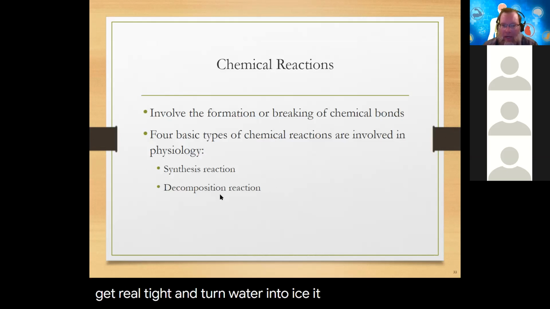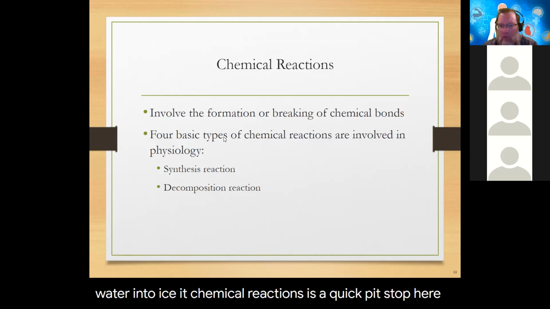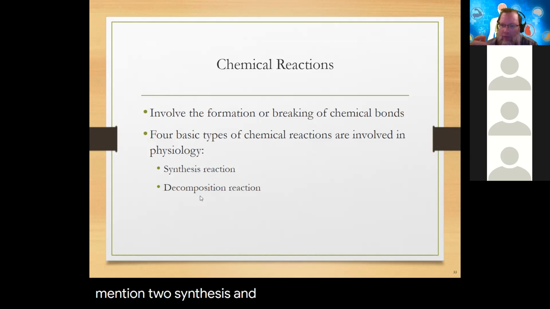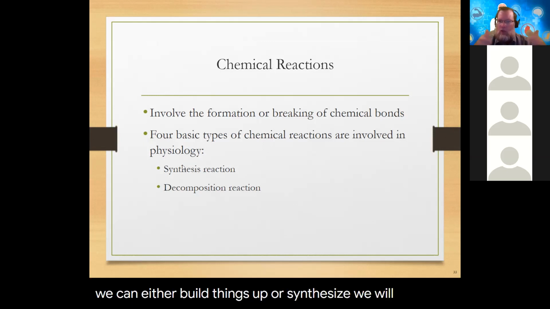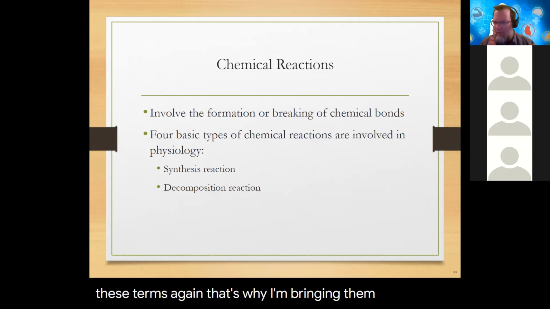Hey, chemical reactions, just a quick pit stop here. There are four basic types. I just want to mention two: synthesis and decomposition. All this means is we can either build things up, or synthesize. We'll see these terms again. That's why I'm bringing them up even just a little bit.